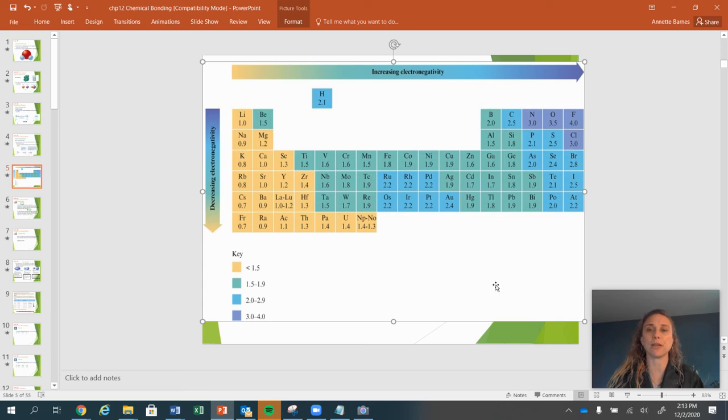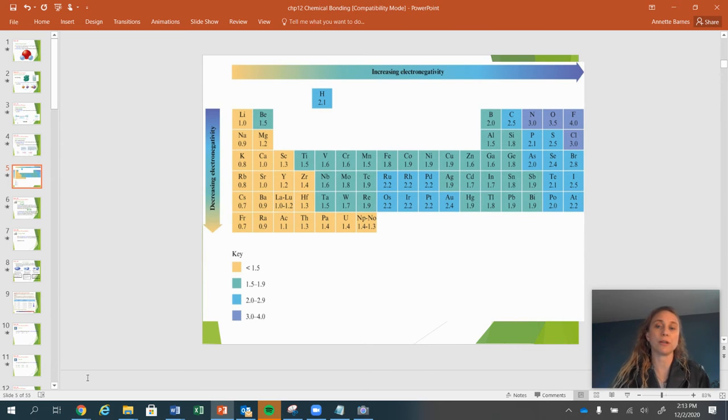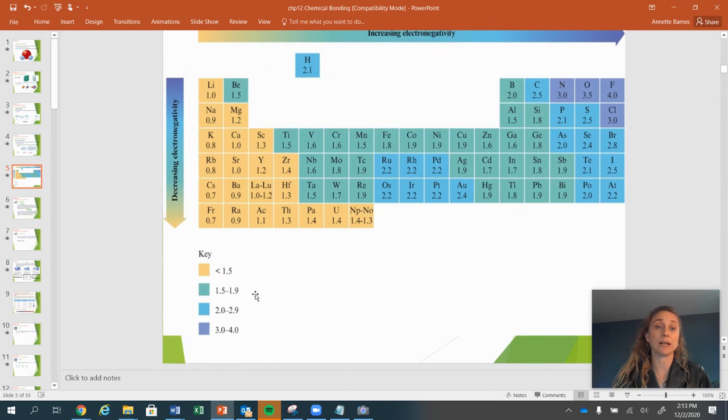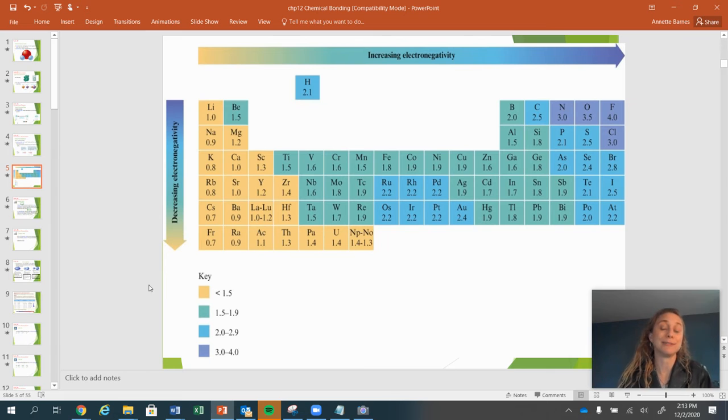You can also take a screenshot or print this off. You're going to want this chart for things that we do later in calculations. You have to be able to calculate how different the electronegativities of the two atoms are. How different are they? That'll determine what type of bond.